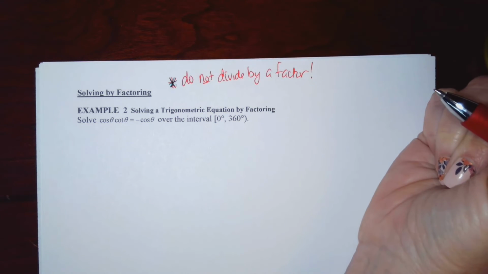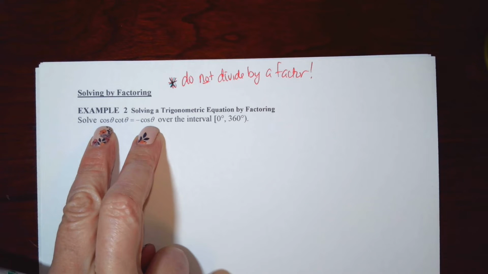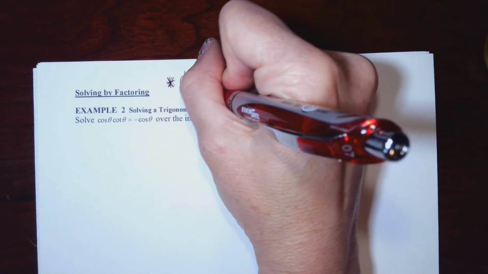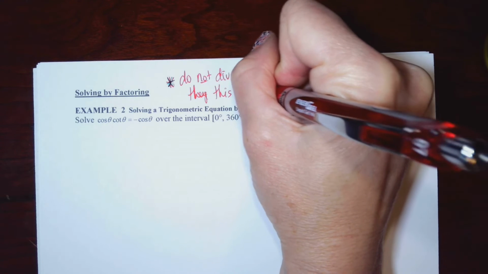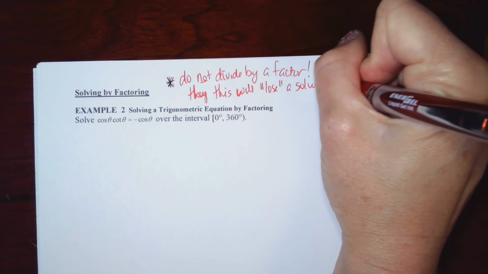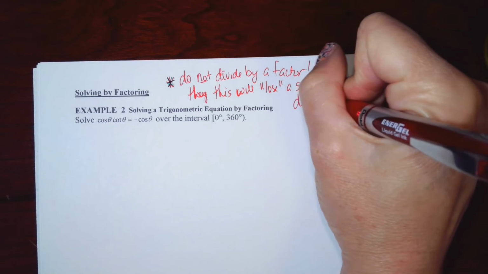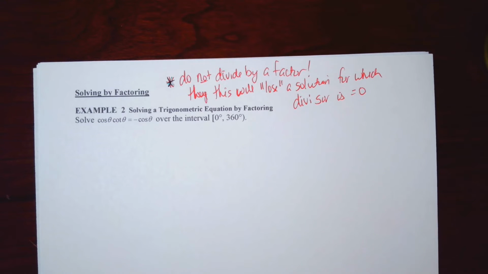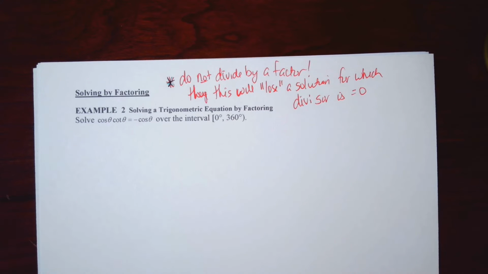Do not divide by a factor. For example, right here, if I divided both sides by cosine, don't do that. If I divide by a factor, I end up losing a solution. This will cause you to lose a solution for which the divisor is 0. Okay? So we want to factor to solve, not divide both sides by a factor.